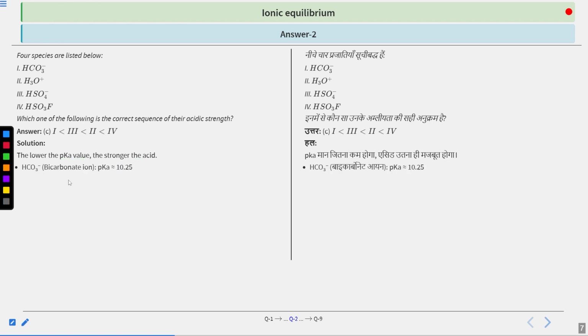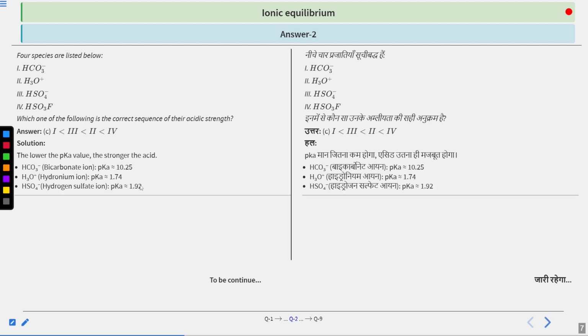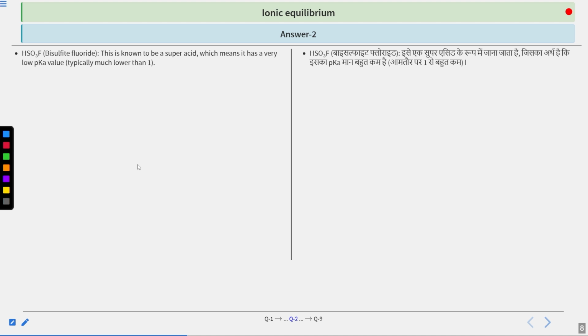Now for the bicarbonate ion, the pKa is 10.25. For the hydronium ion, the pKa is 1.74. And for the hydrogen sulfate ion, the pKa is 1.92. Okay, so these are the pKa values of these three species. Now, if you talk about HSO3F, it is the strongest one. It has a pKa value which is even lower than 1.